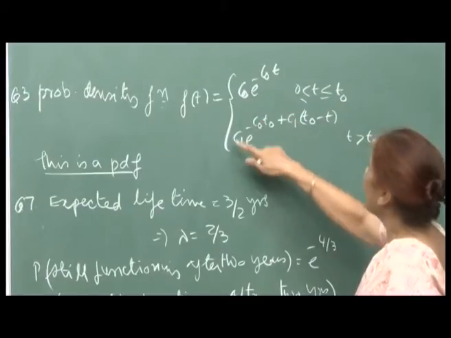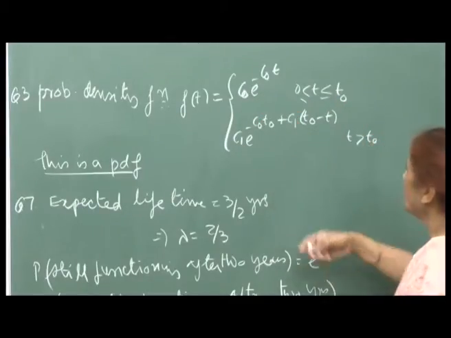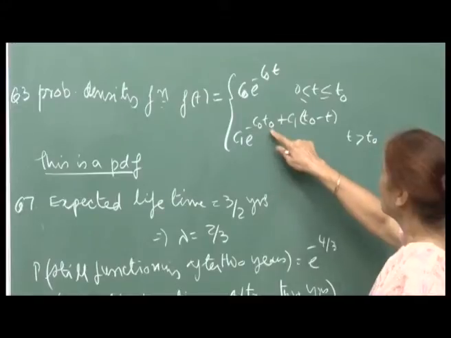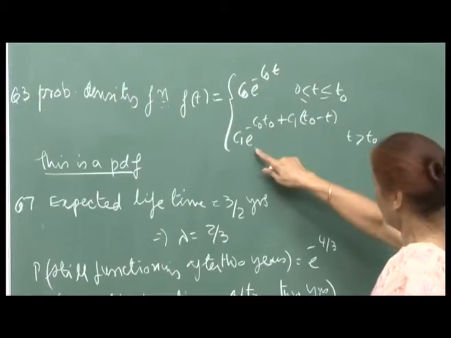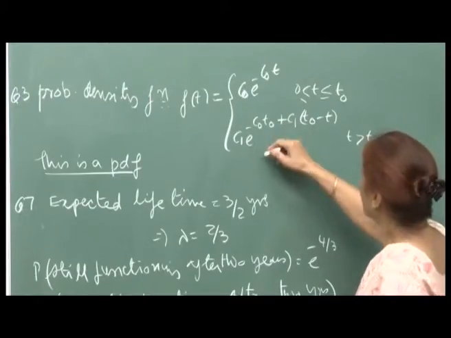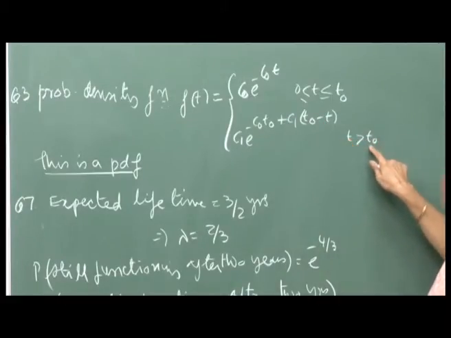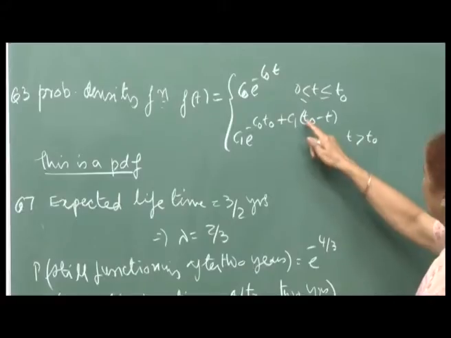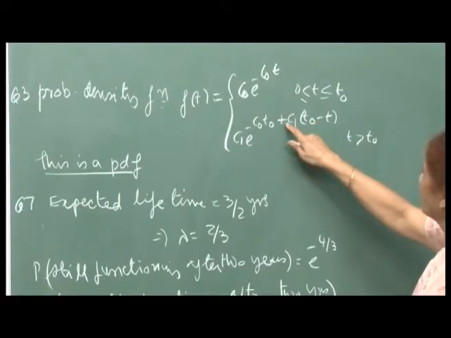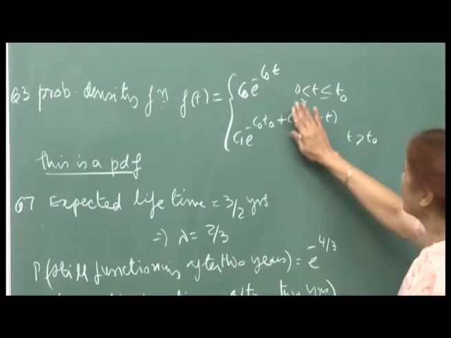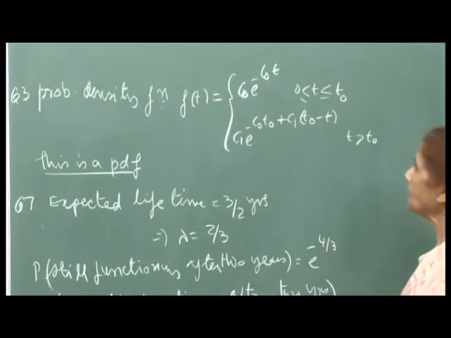And for t greater than t naught, it will be c 1 e raised to minus c naught t naught plus, e raised to, yeah, and then c 1 times t naught minus t. Since t is greater than t naught, when you write it as t minus t naught, then it will be minus here. So, anyway, this will be the probability density function.